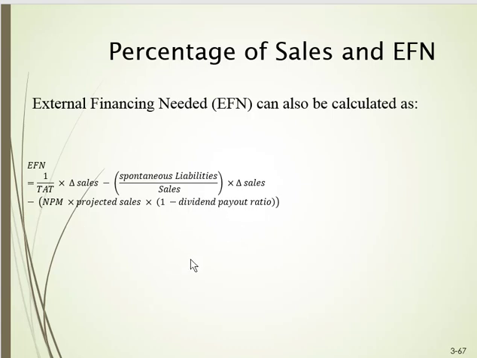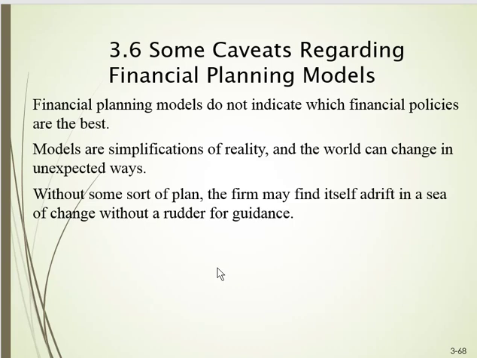And of course, again, the number left, EFN, just says we either have a deficit of money or we have a surplus. So what do we do with that? What do we do with this information? Again, these models, they don't really tell us what things are best or whatever, right? They're just simplification of reality. They are a best guess of what we think is going to happen in the future. Now, there is a video on pro forma analysis and how you actually perform this for a real company.